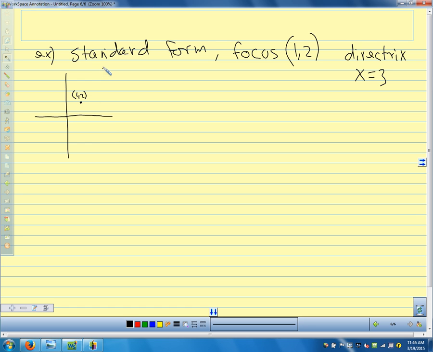And there's the line x equals 3. All right, this gives us a bunch of information already. Our axis, vertical or horizontal? Horizontal axis, right? Because the directrix is vertical. Horizontal axis, open left or right? Opens left.